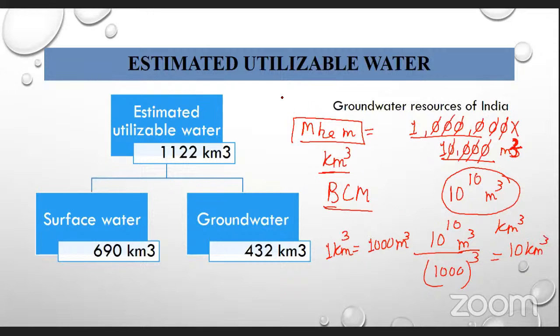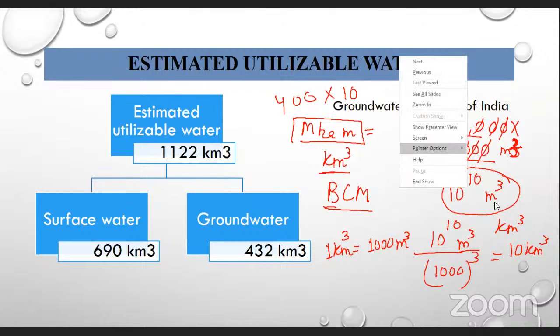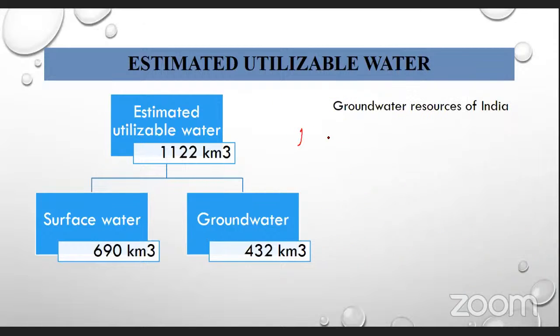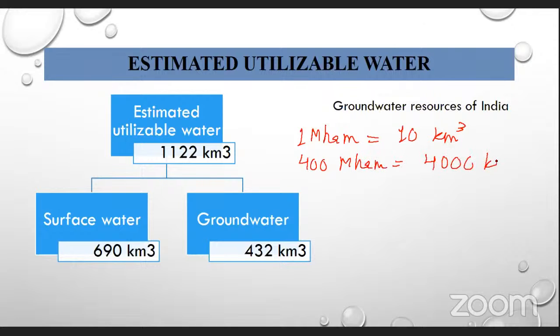Means whatever value comes in million hectare meter, we have to multiply it by 10, because over here you can see 1 million hectare meter is equal to 10 kilometer cube, which I have shown you. So over here 400 million hectare meter will be 4000 kilometer cube. Okay, have you understood, everyone?